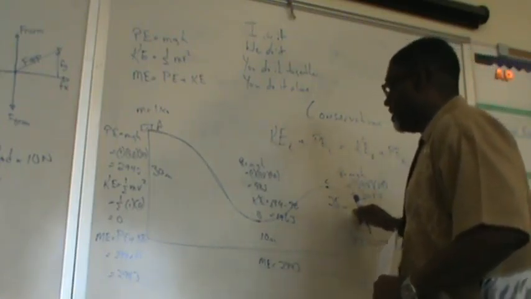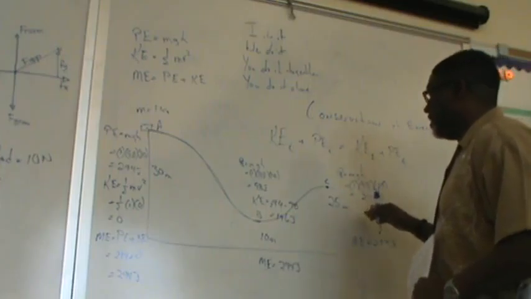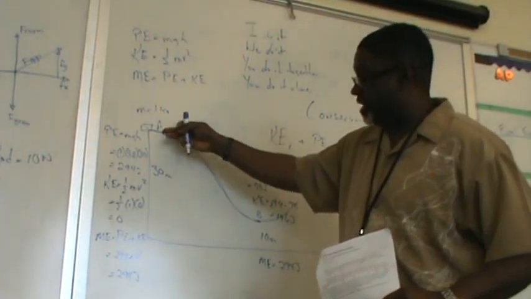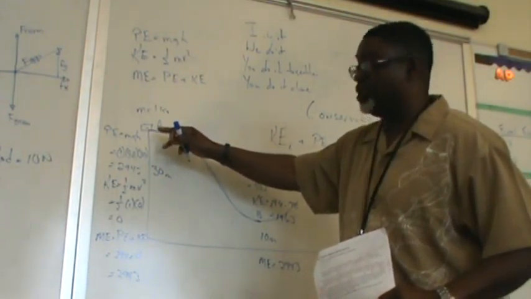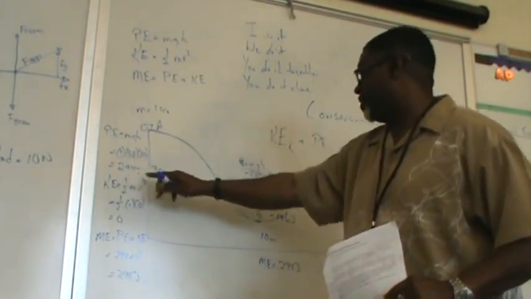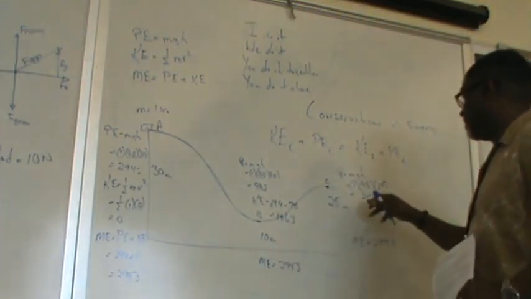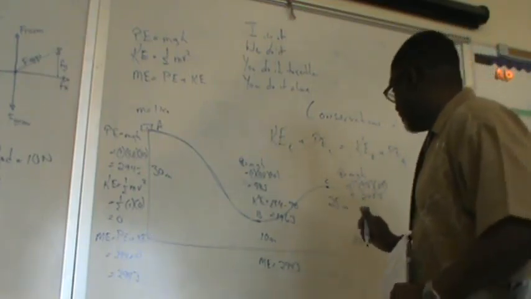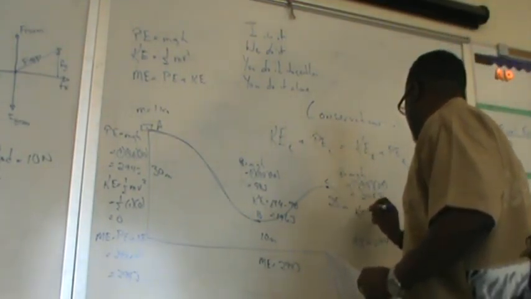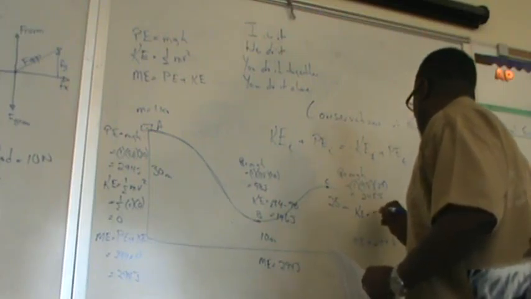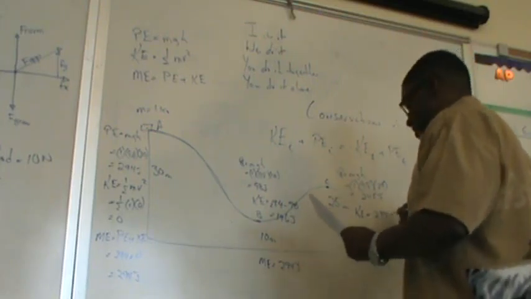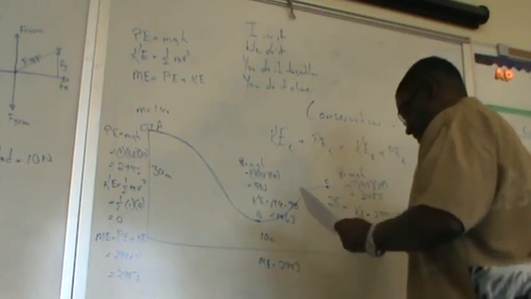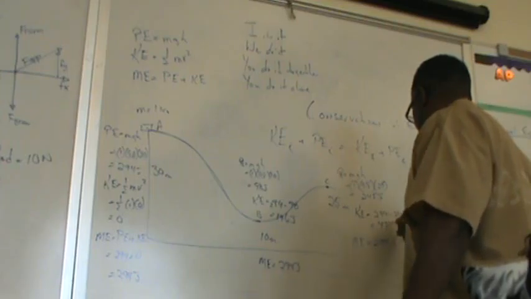Remember now, the kinetic energy at point C, after it travels all the way down here, is just going to be the potential energy at the beginning, which is 294, minus the potential energy at point C, which is 245. So we'll do this one together. So KE is equal to 294 minus 245, and that equals 49 joules.